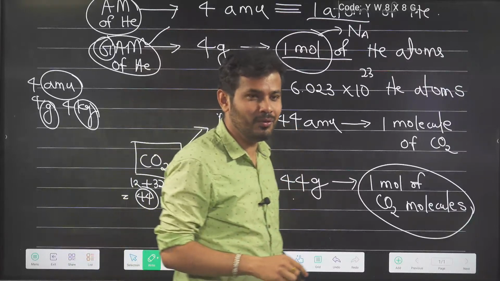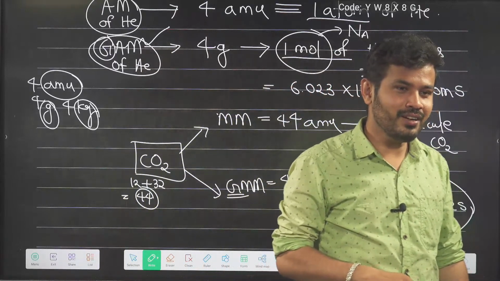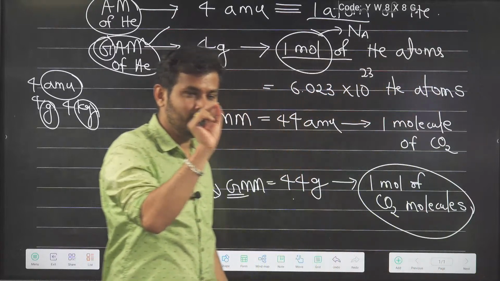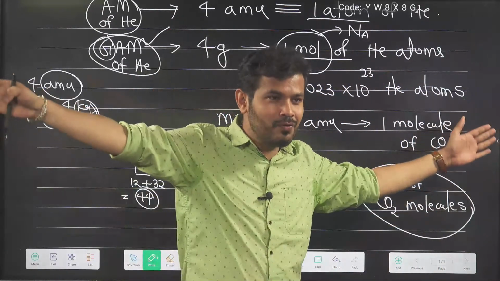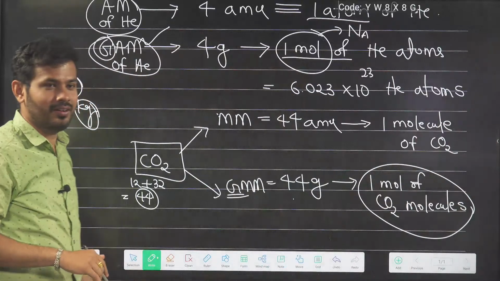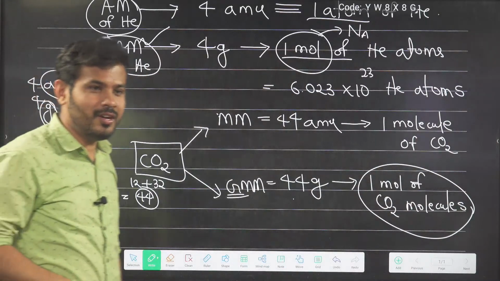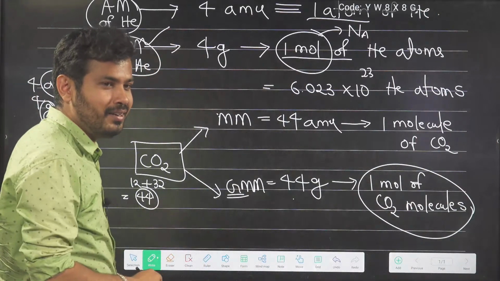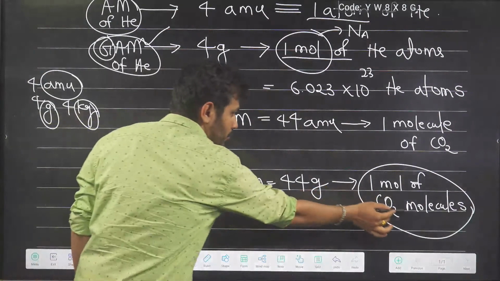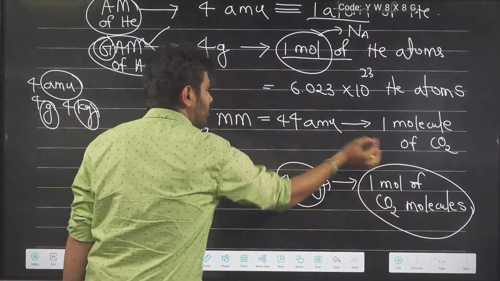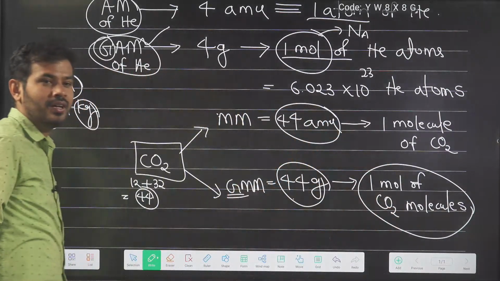Ocean is an example of a mole. That's what I told you. If you take one single molecule as 1 drop of water, the ocean full of water can be considered as 1 mole. 1 mole is really a very huge number. So 1 mole of carbon dioxide is 44 gram. One single molecule is 44 AMU.